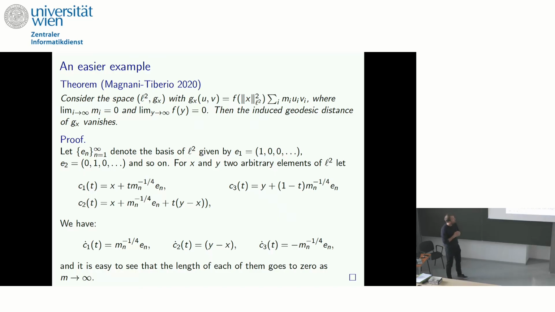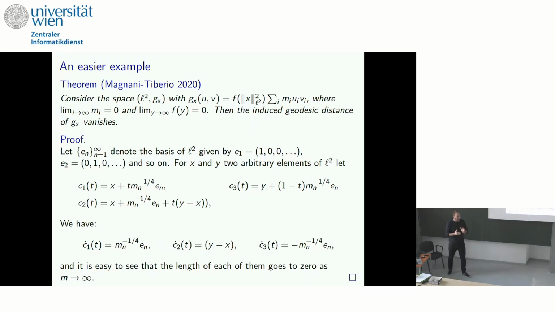So we take the L2 inner product, but we weight it by an additional sequence m_i, and we also add a conformal factor in front of this, which is just f of the L2 norm of the foot point. And I claim that the induced geodesic distance then vanishes. I should say this example is an adaptation of an example that has been found by some Italian mathematicians a couple of years ago, in 2020.